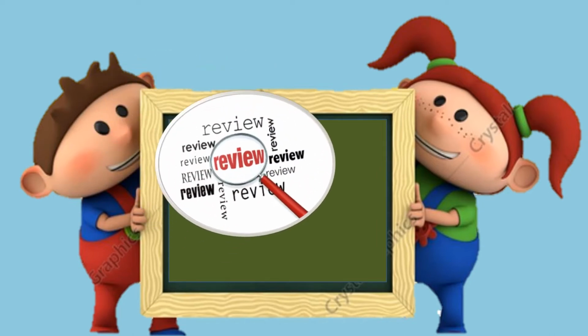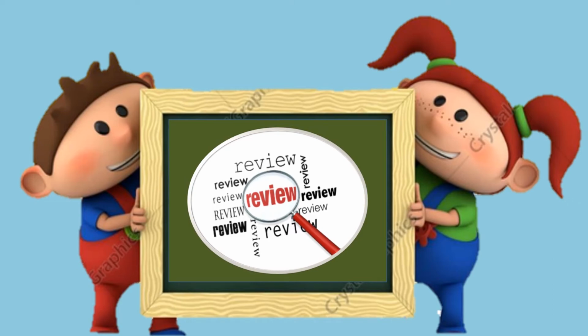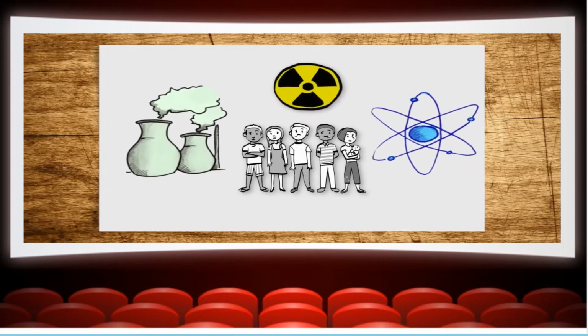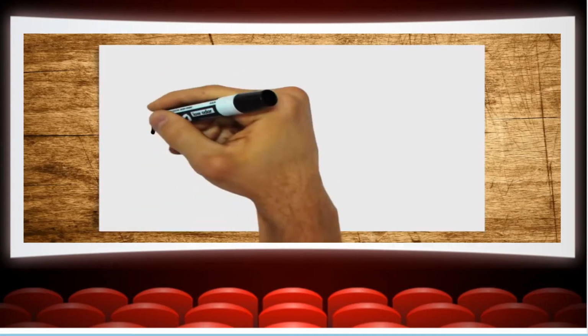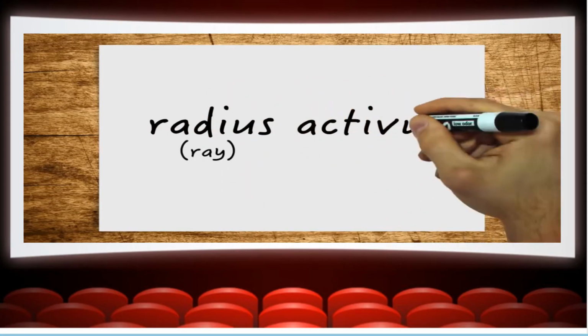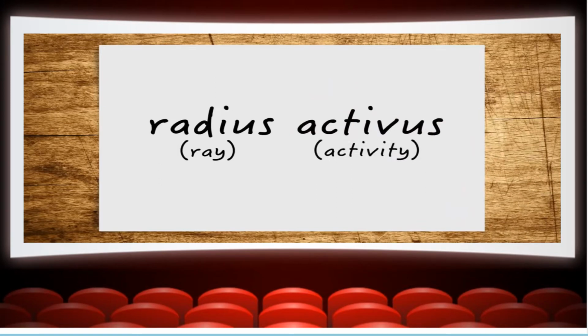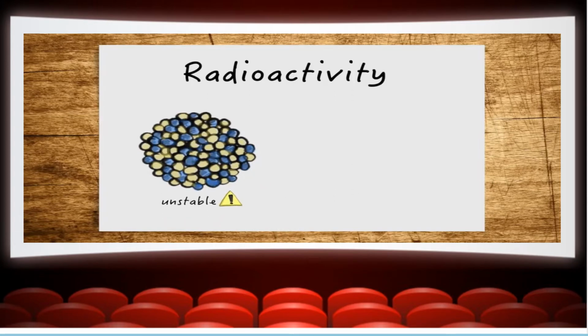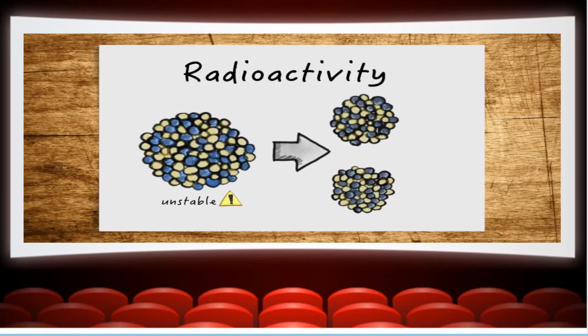So before we proceed with our discussion today, let's have a short review first in our last topic. What actually is radioactivity? Many of us have heard this word before, but what does it actually mean? The word is made up of two Latin words, namely radius, which means ray, and activus, which means activity. So it's radiation activity. Thus, radioactivity is the characteristic behavior of unstable cores of atoms spontaneously decaying into different nuclei and emitting radiation in the process.